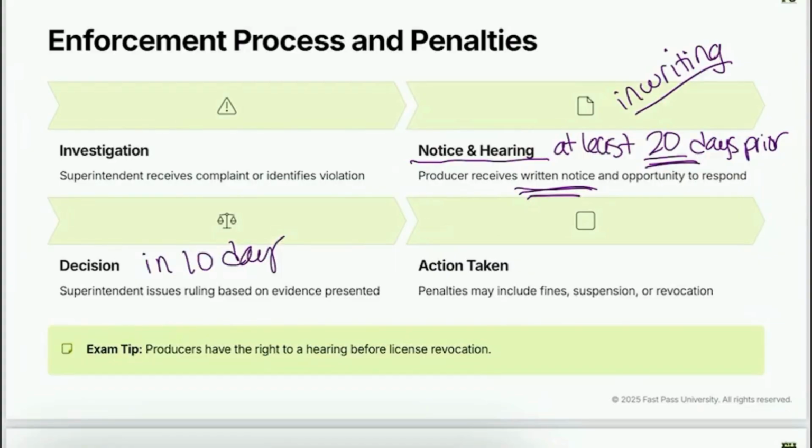And the superintendent can issue that based on the evidence presented, and then actions will be taken after that, whether that's fines, suspensions, or revocations of the license and such. So producers have the right to a hearing before license revocation. And again, that hearing notice must go out 20 days prior. And upon the close of everything, the superintendent has 10 days to come up with a decision.